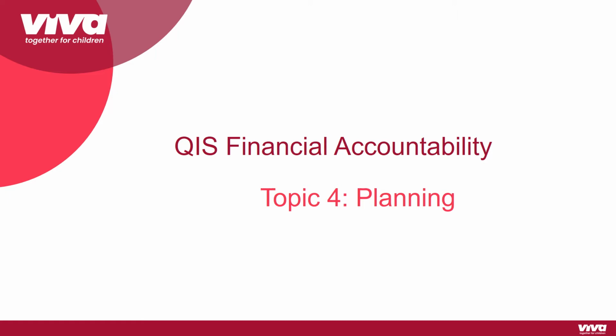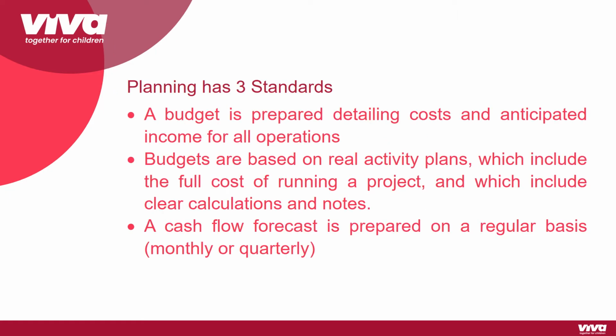Topic 4, Planning. Planning has 3 standards. The first standard is a budget is prepared detailing costs and anticipated income for all operations. The second standard is budgets are based on real activity plans, which include the full cost of running a project and which include clear calculations and notes.